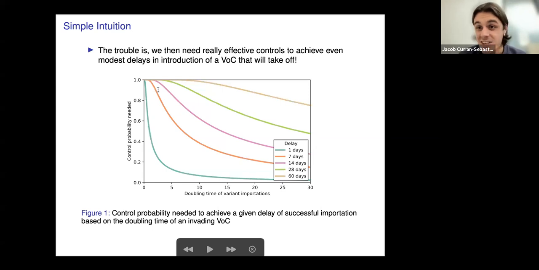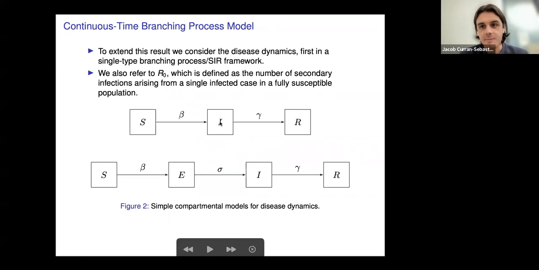But to achieve, say, a 7-day delay, we're looking at this orange curve. That's going to be like 80% of cases needed to be caught at the border. And to achieve anything more than 7 days, we're really looking at stopping almost all cases from coming through. So this is not a great result, right? We would need to have essentially perfect border control measures to keep it out indefinitely. So I think that's quite a good place to start, and it gives us a simple intuition.